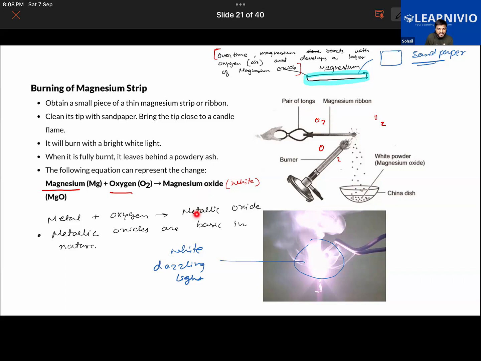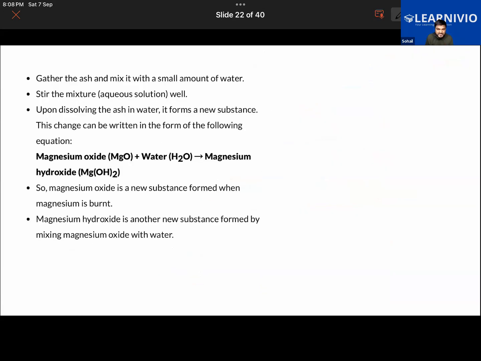Although I know that this is a metallic oxide and metallic oxides are basic in nature, I have told this beforehand. But if I were to find it out, how can I check whether it is an acidic oxide or basic oxide? I'm going to add some water to it. So what we have done, we have collected the ash of magnesium oxide and mixed it with a small amount of water. We have mixed it properly.